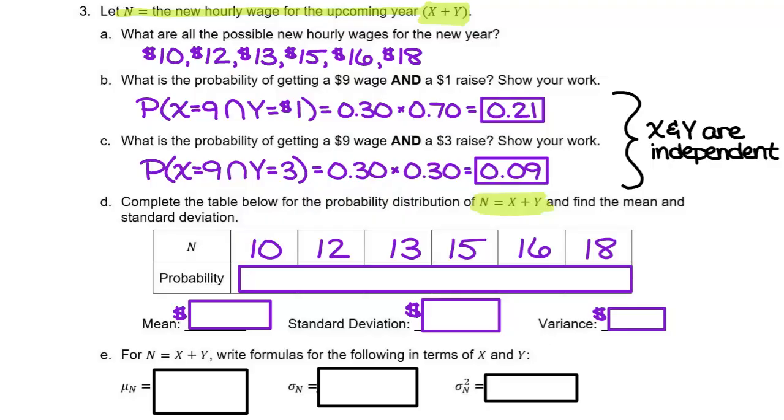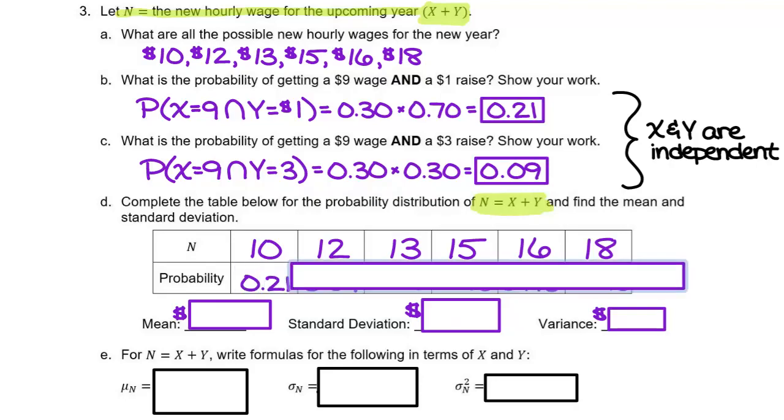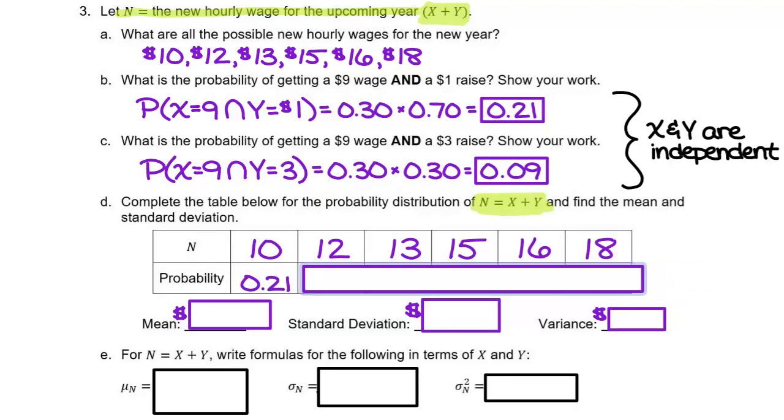What would the starting wages have been for somebody that's now making $10 an hour? They originally made $9 and they got what kind of a raise? $1. So $9 an hour starting wages and a $1 raise. What's that probability? 0.21. What we did up above.